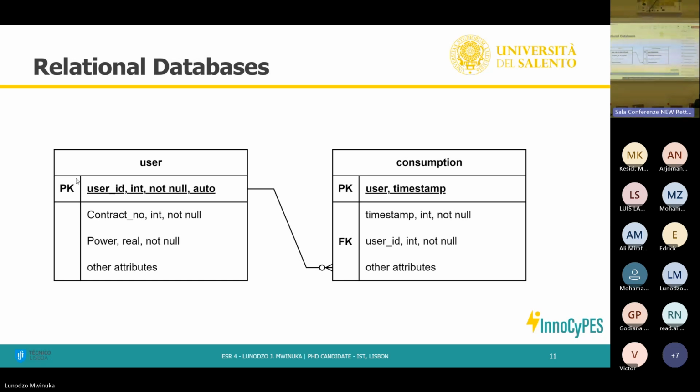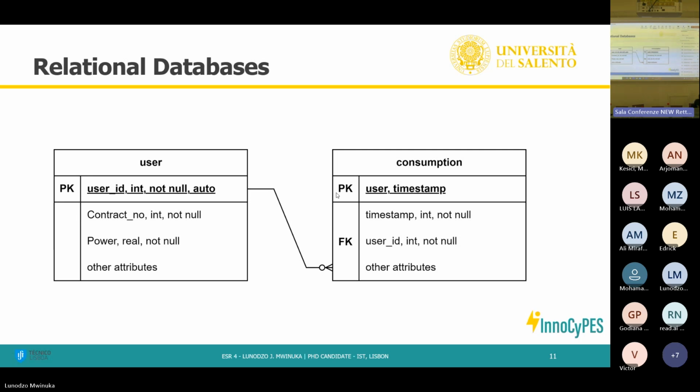And so by being so, this primary key can also be used to map relationships with other relations. Now, in the conceptual model, in the consumption table, we are linking it directly with the user ID. And you can see here, in the consumption, we have a combination of user ID and timestamp as the primary key. Why? Because for each consumption, we need to map exactly when it was collected. And so it will be collected over time.